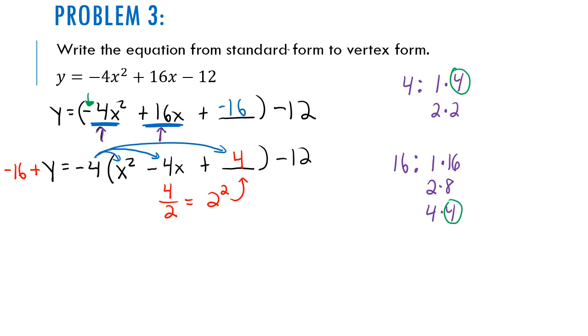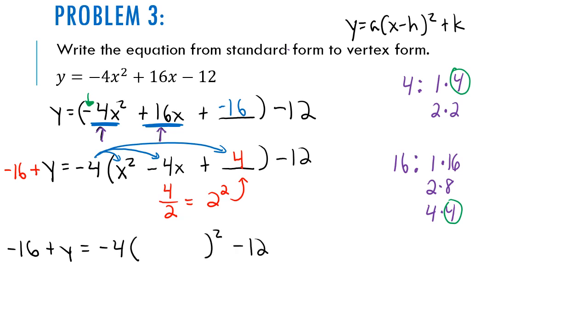So let's get this set up to have our parentheses squared. Remember, vertex form looks like this. And that's what we're going to turn it into. So we have negative 16 plus y equals negative 4, parentheses with the square, minus 12. All right, and so once again, we're using the letter x. The first sign that we have this time is a minus, so I'm going to put a minus here. 4 divided by 2 is 2, so this 2 is the number that goes there.